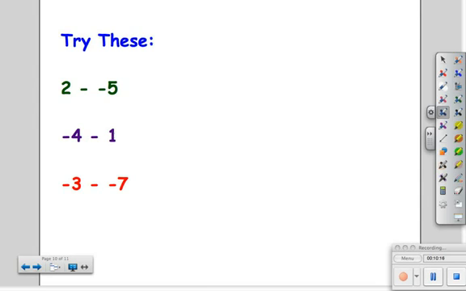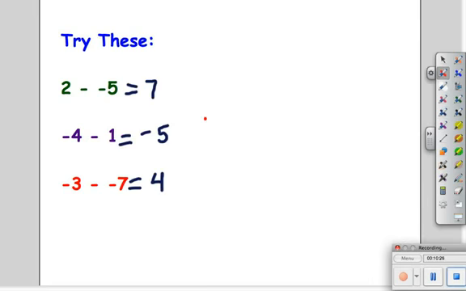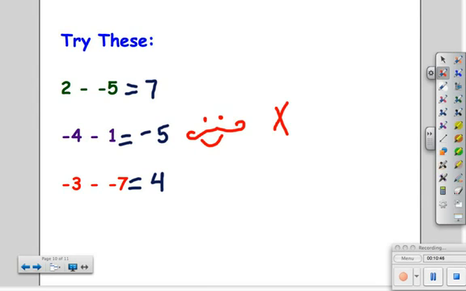Try these 3 problems on your own. Make sure you pause the video at this time. If you got the correct answers of 7, -5, and 4 on the first try, give yourself a smiley face with a big mustache. Hopefully you're better at your mustache drawing skills than I am. If you did not get them correct, give yourself an X. Go back and figure it out. Once you do figure out where your mistakes are, circle your X.